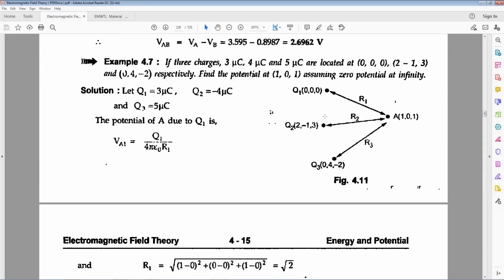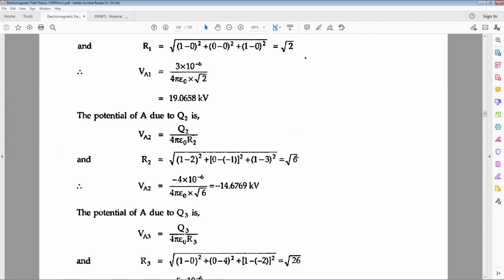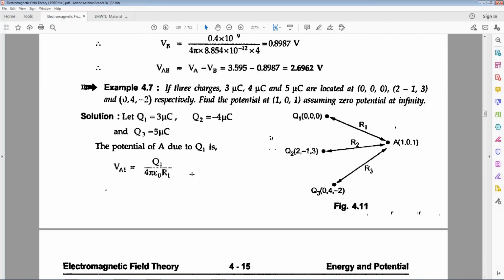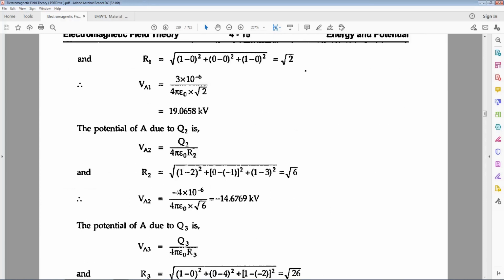And for Q2, the distance R2 here, 1 minus 2 is minus 1 whole square. 0 minus of minus 1 is 1 square, and 1 plus 1 is 2, and 1 minus 2, you'll get minus 2 whole square. The 4 plus 1 is root 6. So you'll get root 6 here. Okay, and the remaining is the same. The charge Q2 is given as 4 microcoulombs. You substitute the value, and 4 pi epsilon naught under root of 6. Then you get the V_A2 value.